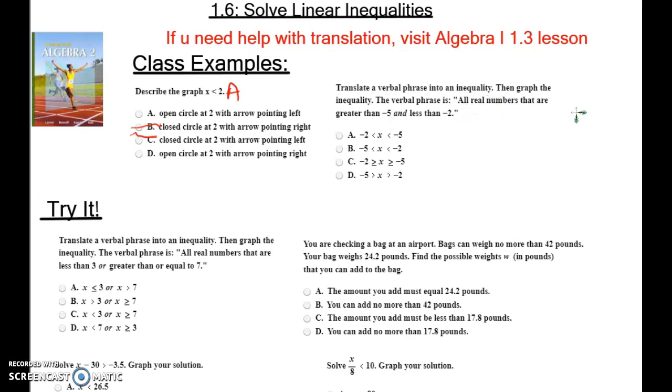Anyway, all real numbers that are greater than -5 and less than -2. Right? So if we draw this number line, less than -2, so that's the maximum. Greater than -5. So this would be -5, -4, -3, -2. All real numbers that are greater than -5, so it would be an open circle, but less than -2.